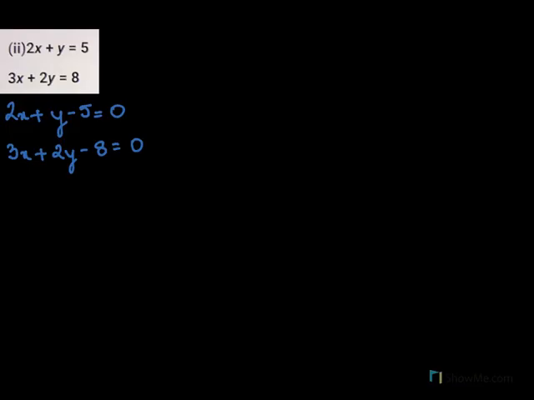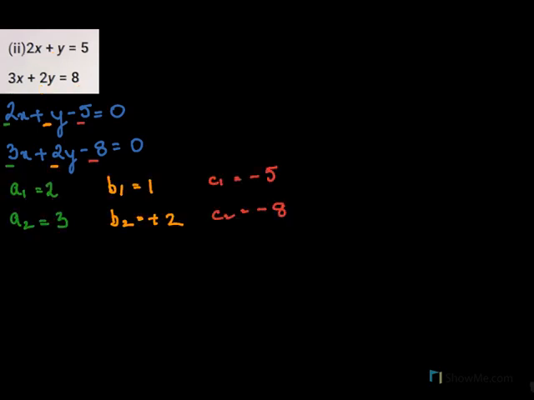For this method of cross multiplication, we need to identify this is my A1, this is A2, this is B1, B2, and then you have C1, C2. We'll now solve the sum in a method called cross multiplication. We need to arrange our coefficients A1, A2, B1, B2, C1, C2 in a particular manner. So you need to write this.